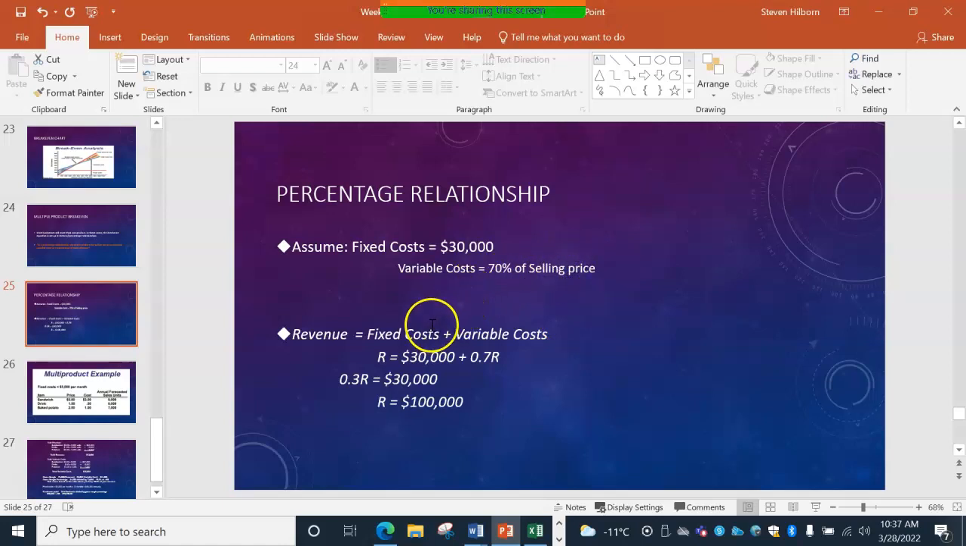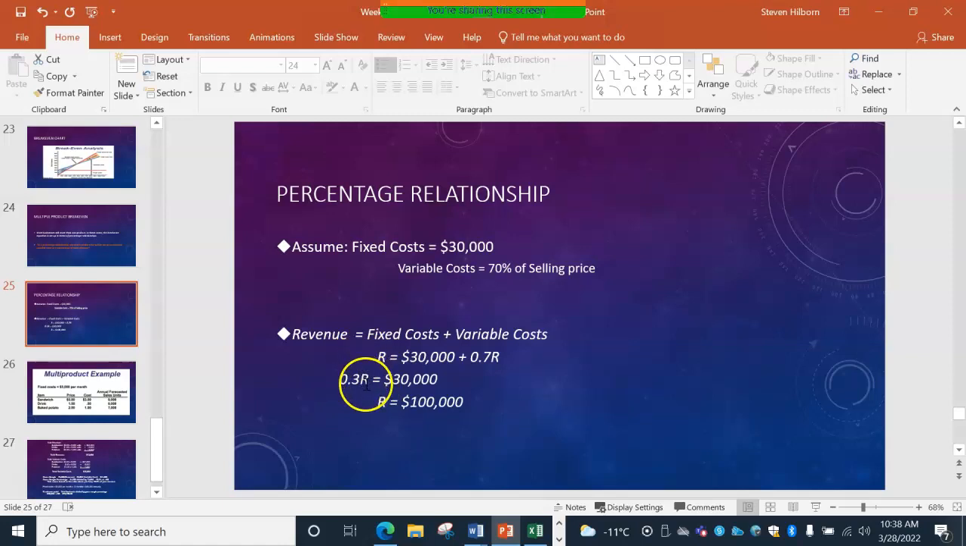So what kind of revenue am I going to need to make? Revenue equals fixed cost plus variable cost. So $30,000 plus 0.7R. R stands for revenue. 0.7 is the same thing as saying 70%. So 30,000 plus 0.7R. If you move this onto the other side, where it's now 1R minus 0.7R, that will leave you with 0.3R.